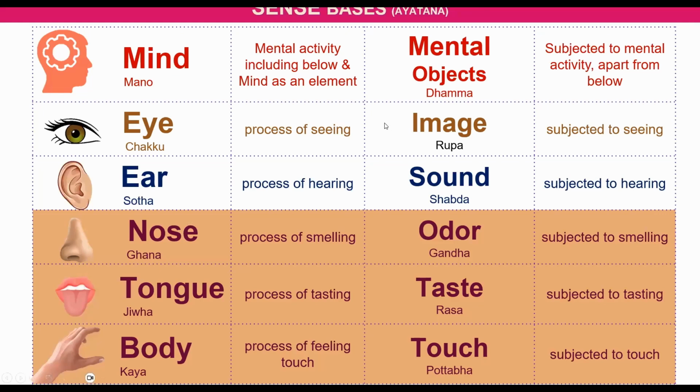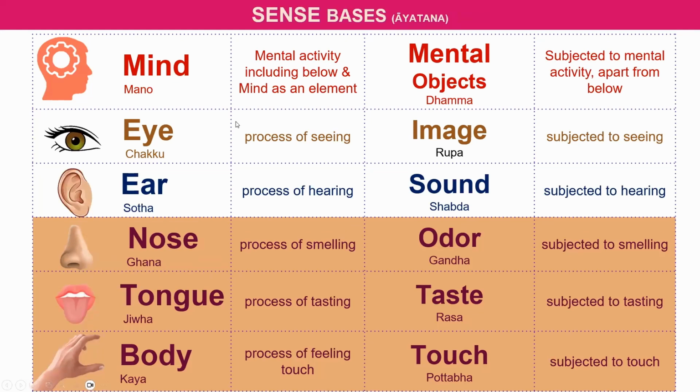How we experience those things is that we have five, or rather six, sense bases. In Buddhism, you would find this idea a lot, the six sense bases. I'll start from the bottom. You find the body, tongue, and nose. These are the Pali words: kaya, jivha, ghana. Ear and eye, and then mind as a separate sense base.